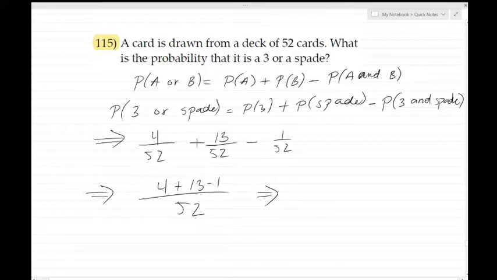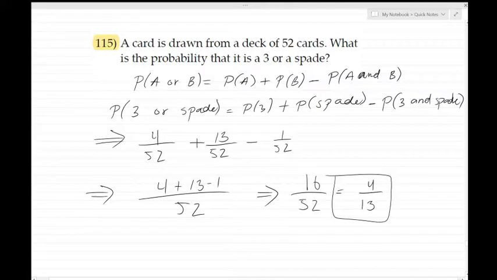Okay, so we get here 16 out of 52. Does it simplify a little? And the answer is yes, we get 4 out of 13. So the probability that you draw a card from a deck and it's a 3 or a spade is 4 out of 13.